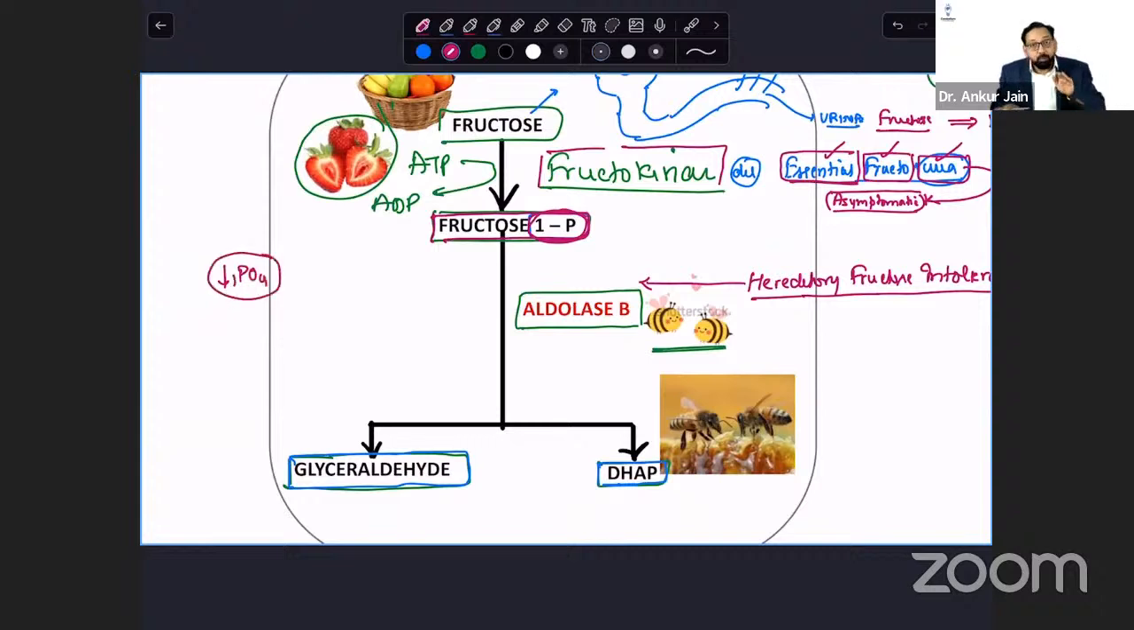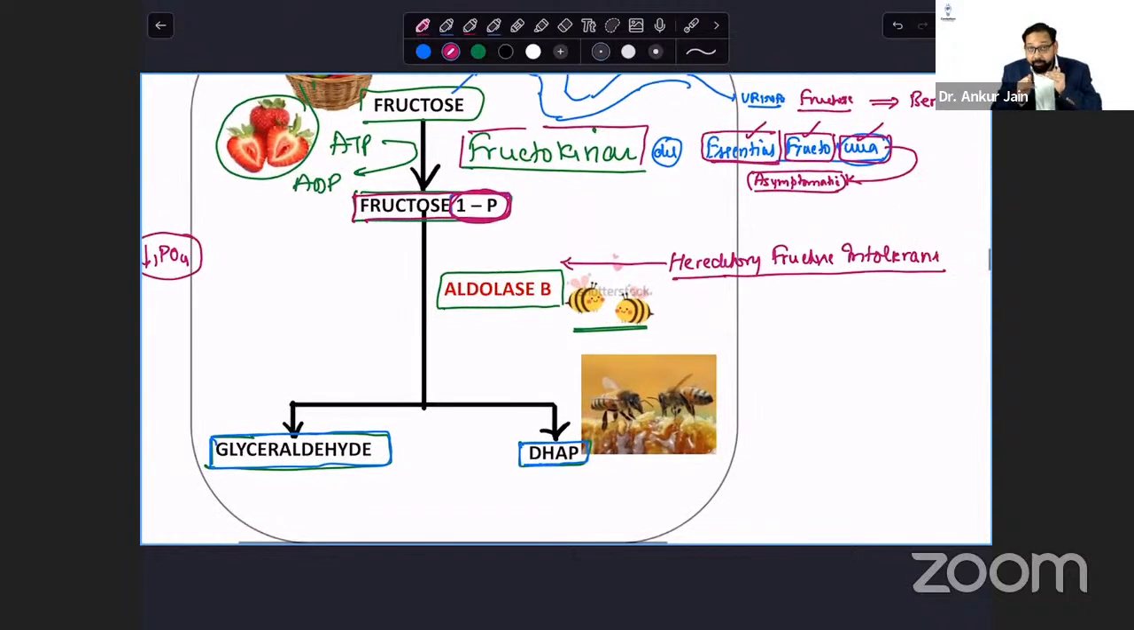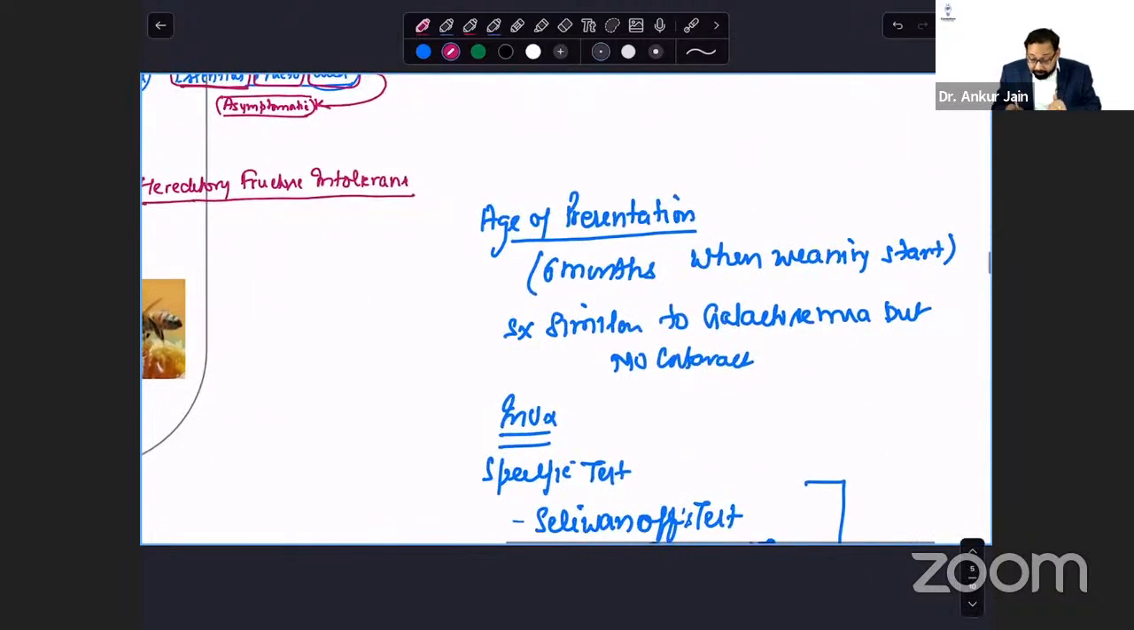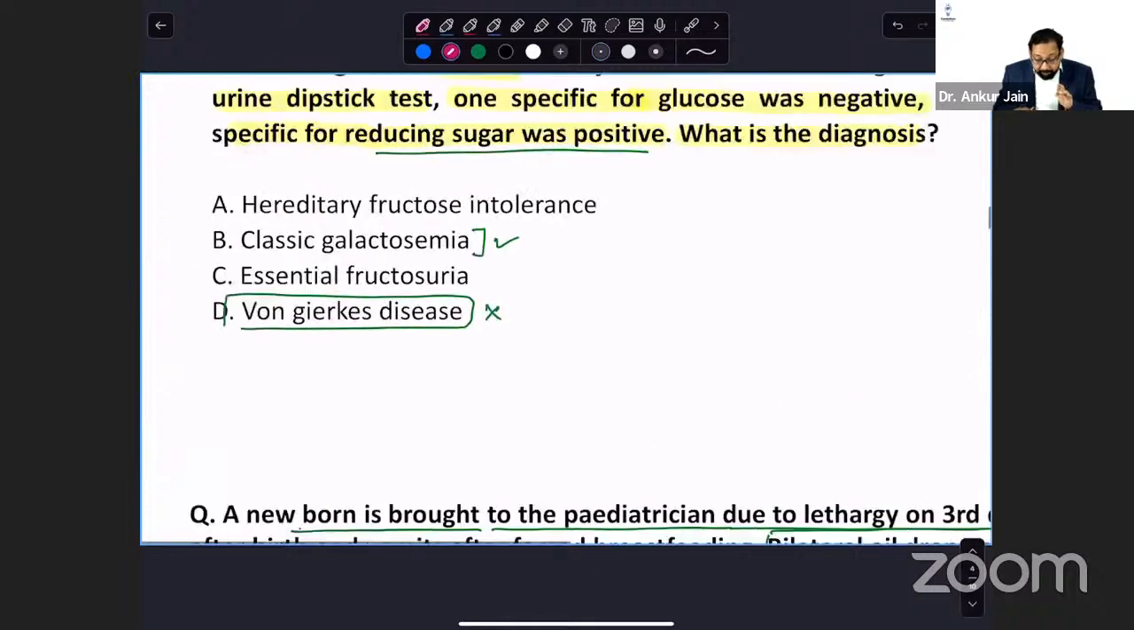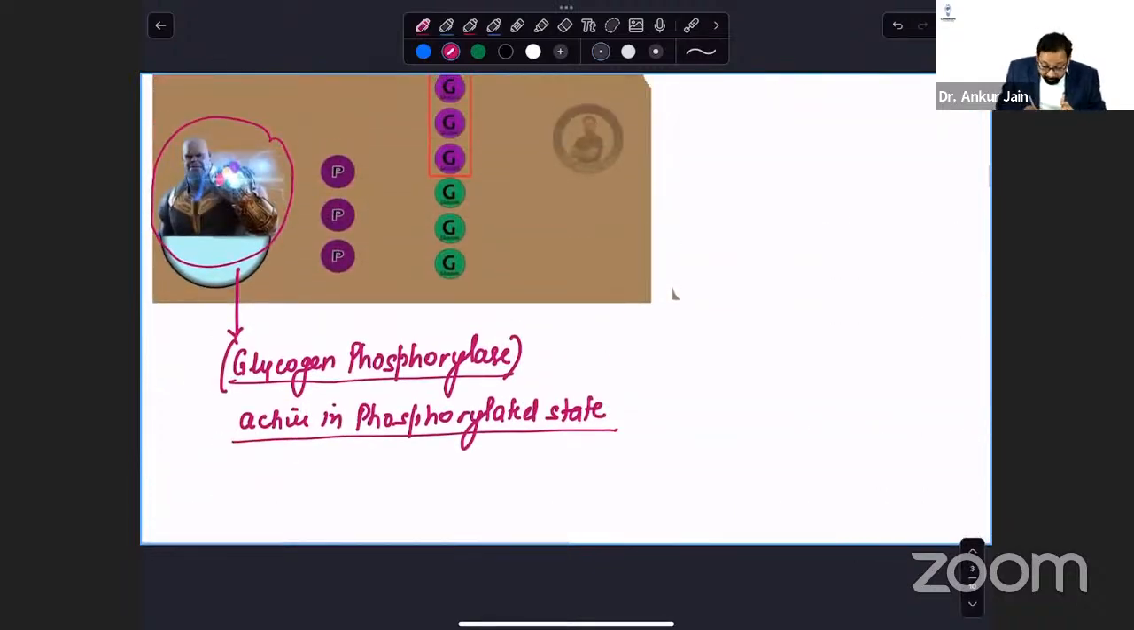So all symptoms are similar to galactosemia, but no cataract. That is why I have taken galactosemia and hereditary fructose intolerance together. Means phosphate would not be there. When phosphate would not be there, glycogen phosphorylase will not be activated. When glycogen phosphorylase is not activated, glycogen would not be broken down to maintain blood glucose, and there would be fasting hypoglycemia. Glycogen will not be broken down, so it will accumulate. When it accumulates, hepatomegaly would be there, and extra fructose will be excreted in urine.